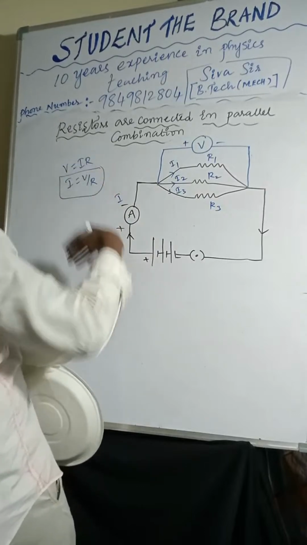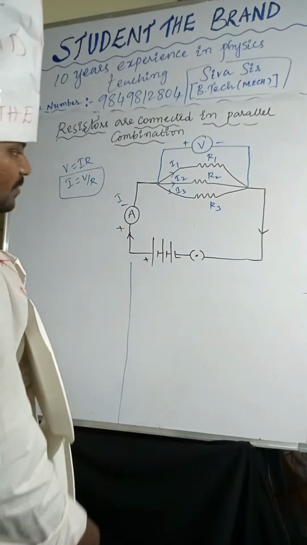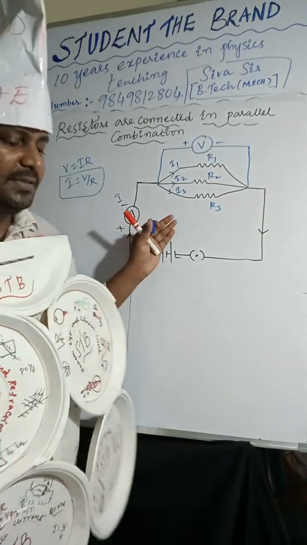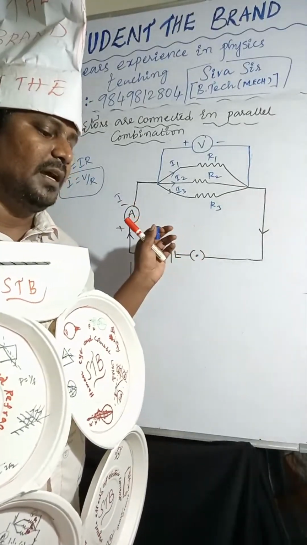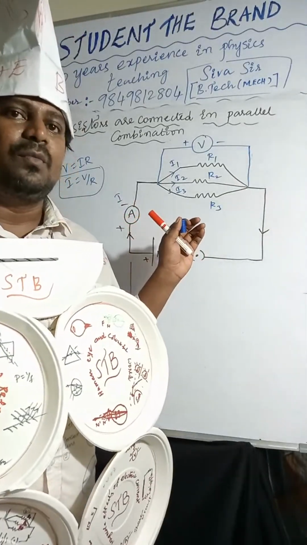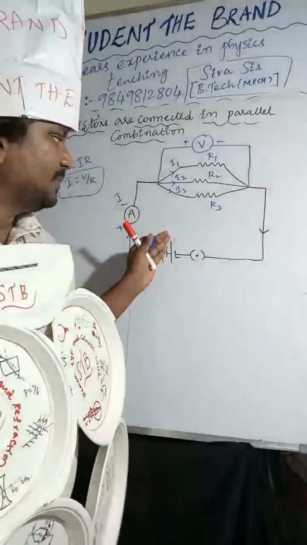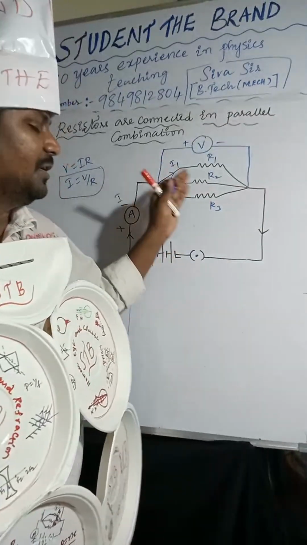From Ohm's law, we can take the current passing here. Current is passing from the positive terminal to the negative terminal.